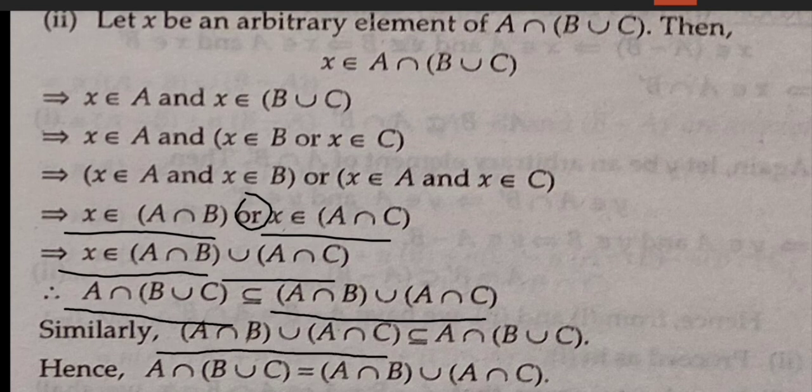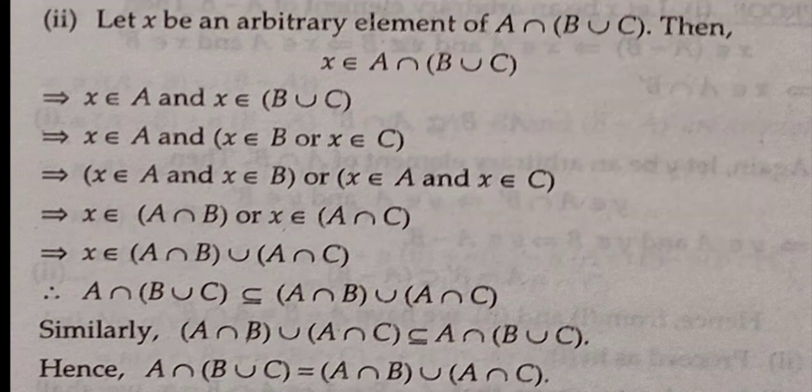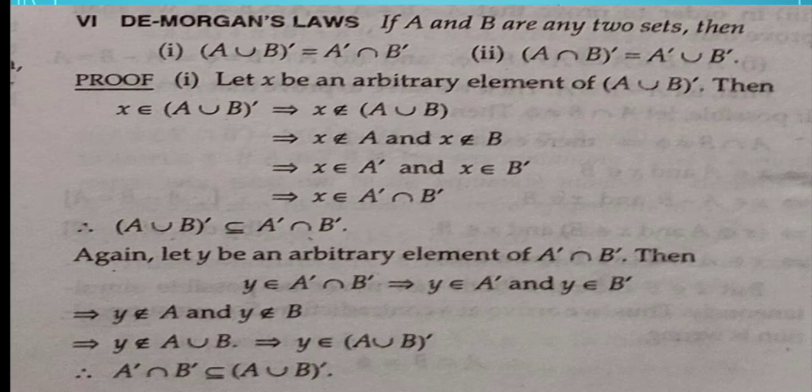Similarly, (A intersection B) union (A intersection C) is a subset of A intersection (B union C). Finally, we can write it as A intersection (B union C), which is nothing but (A intersection B) union (A intersection C). Got it?